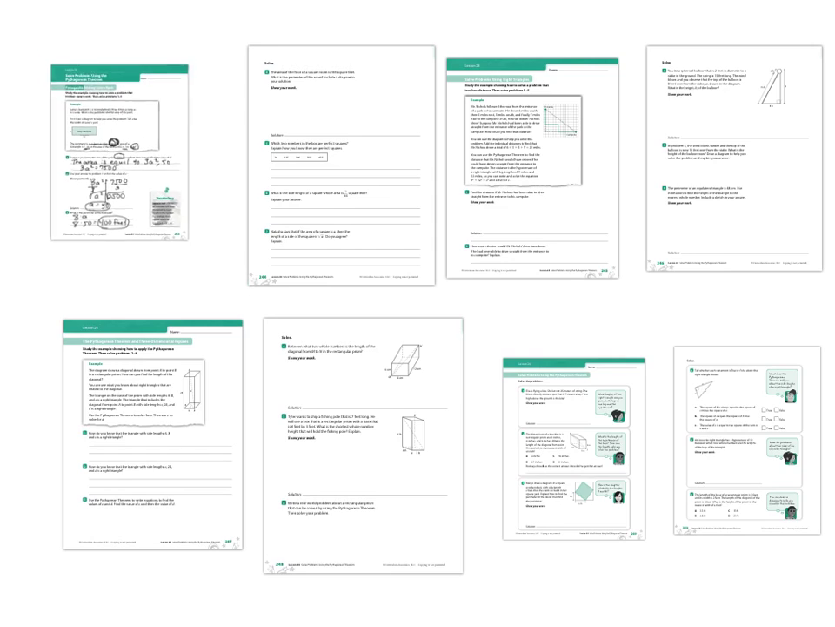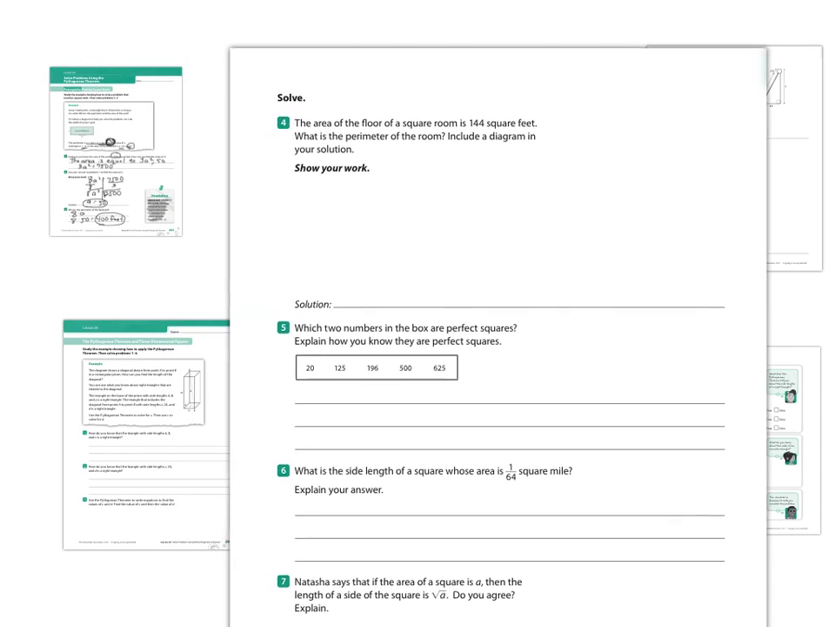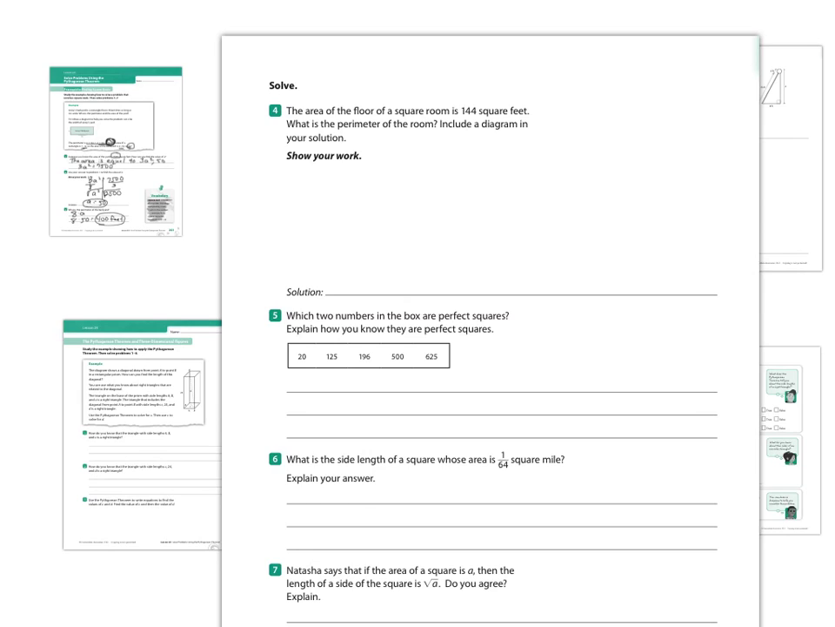Okay, moving on to page number 2. The area of a floor of a square room is 144 square feet. What is the perimeter of the room? Include a diagram in your solution. So let's draw a square. I'm drawing a square because it says we have a square room. The area is equal to 144. With that being said, to find area of a square, you take the length times the width. Definition of a square, length and width are the same value. So this meets the definition of a square root because we need to multiply the same number times itself to get an area of 144.